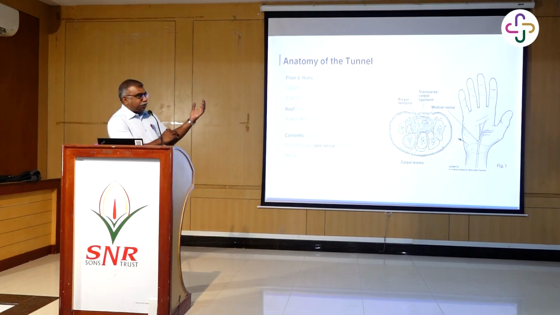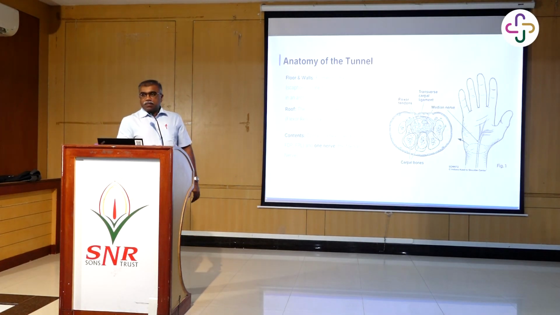Everything that goes from the forearm to the hand goes into these structures, except for some of them which I'll mention. So you have the flexors for all the fingers. So there are 9 flexors, 2 for each finger and 1 for the thumb. And then you have the median nerve. All these go in the carpal tunnel. There are some structures which go outside the carpal tunnel, like the ulnar nerve, which goes outside the carpal tunnel. It goes through another canal called Guyon's canal. So we won't come to that.